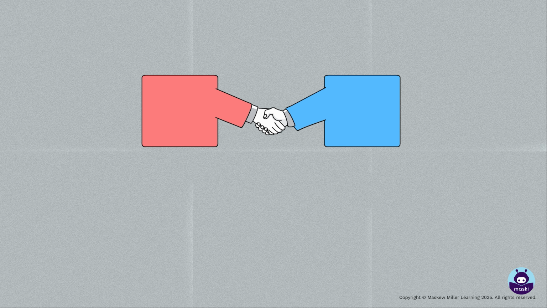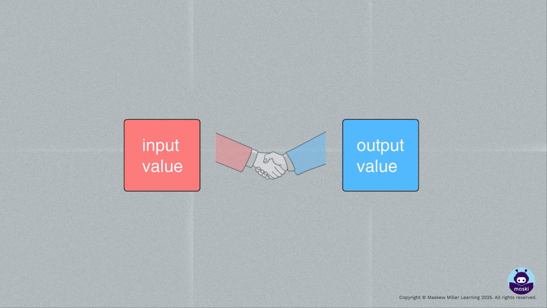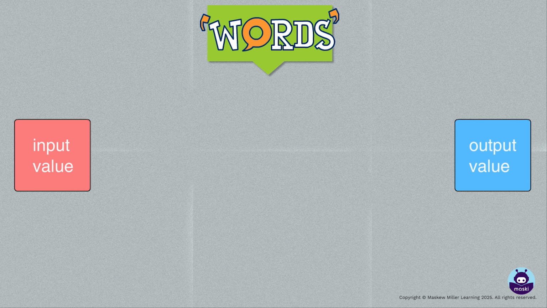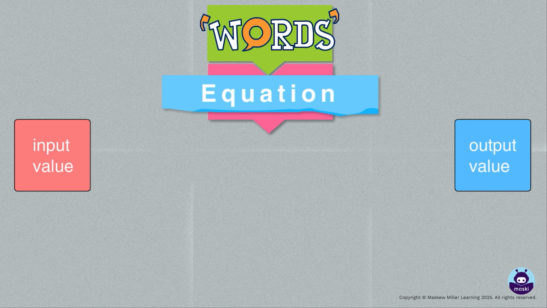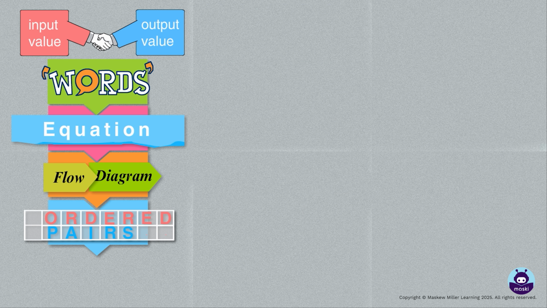forms. Different modes of representation can be used to describe the same relationship. We can use words to describe how we can calculate the output value for any given input value. Or we can use a formula or an equation to represent the relationship that links the input and output values. Or we could use a flow diagram to describe what operation is applied to any input value to generate an output. Or we can use a table to represent the input and output values as ordered pairs. All of these are different modes of representing the same relationship.